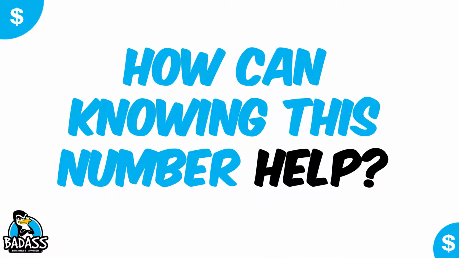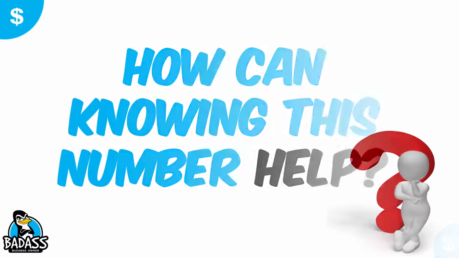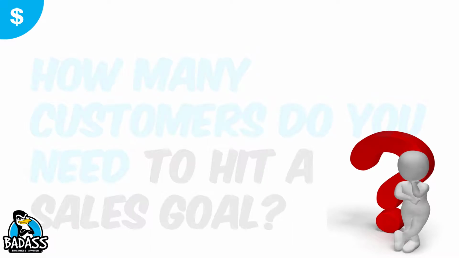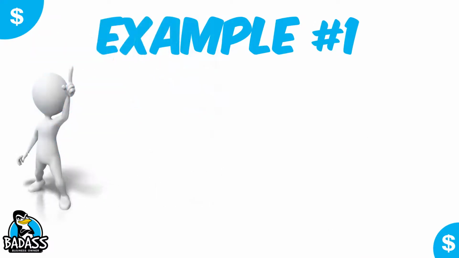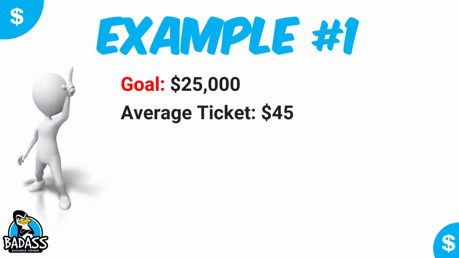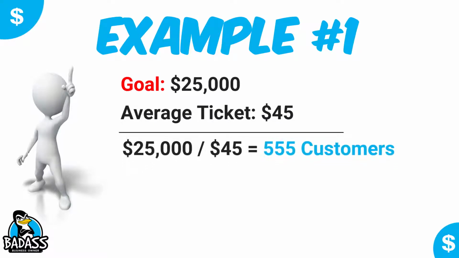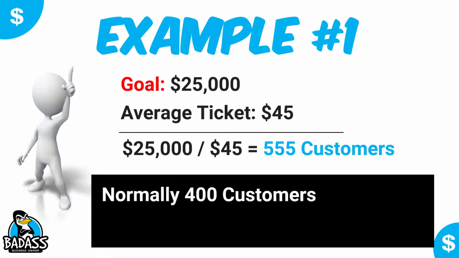Now, how can knowing this number help you run your business, and how can it help you create more sales? Well, let's take a look at a couple of examples. For example, how many customers do you need to hit a sales goal? Well, if our goal is $25,000 in sales and our average ticket happens to be $45, then we take the $25,000 divided by the $45, and it tells us we need 555 customers.